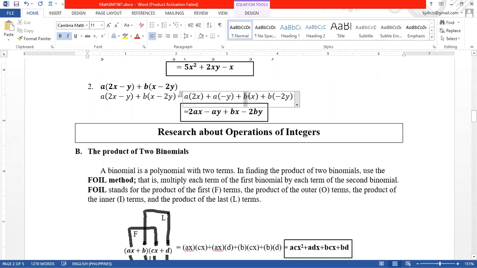Next is for b multiplied to x. That will be bx. And lastly is b multiplied to negative 2y. That would be negative 2by. So the final answer of this equation is 2ax minus ay plus bx minus 2by.